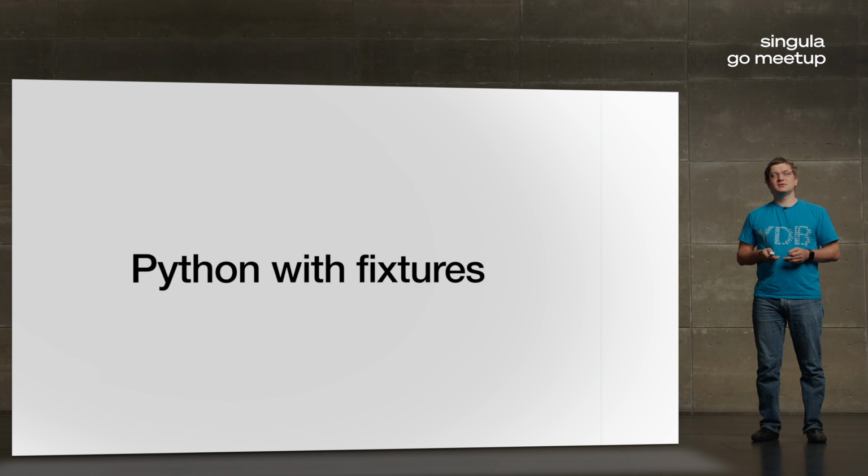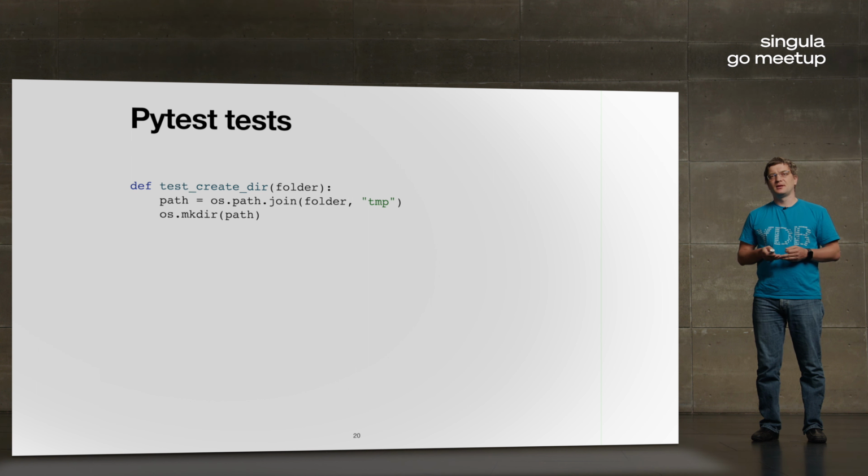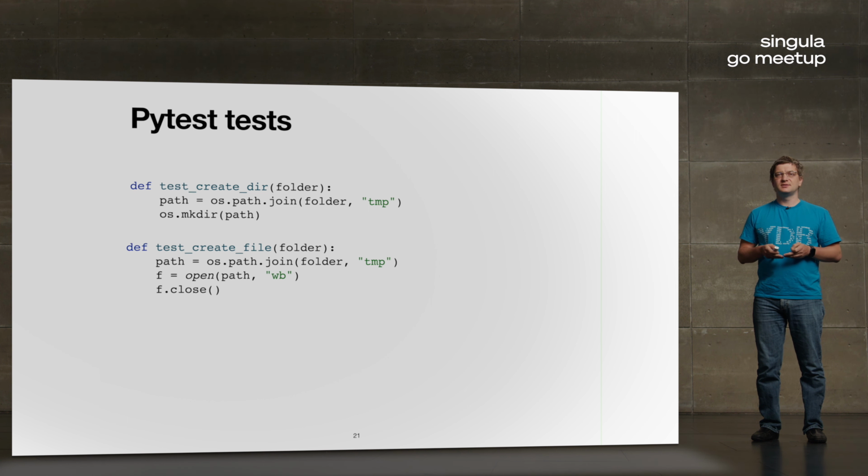Our first test is create directory. The test receives a folder as an argument. Folder is a path to a temporary dir. It is our work dir, and the test can use it from the start of the test. After the test finishes, the directory will be removed with all contents.